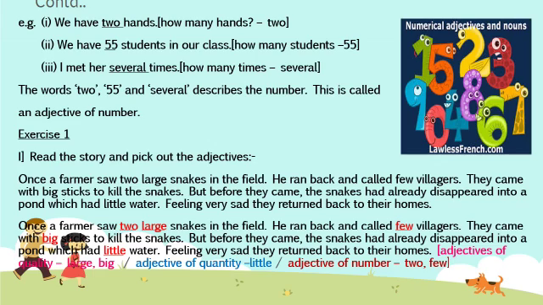So little water, too large snake, few villagers, these are the words which describes the nouns. For example, too large describes the word snakes, few describes the word villagers, big describes the word sticks, and little describes the word water. So this is about your topic of adjectives and how you need to underline that.